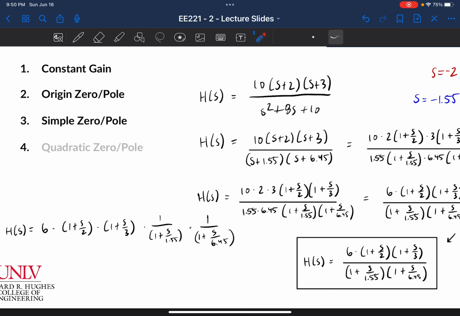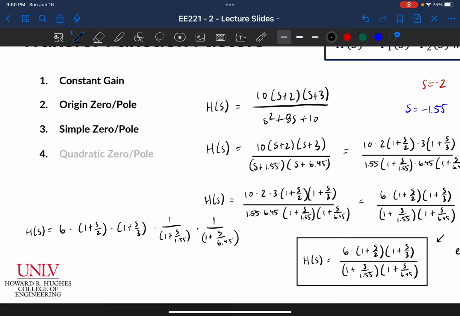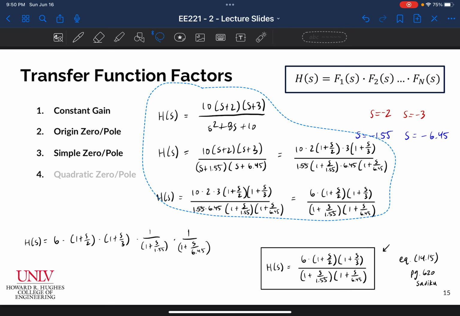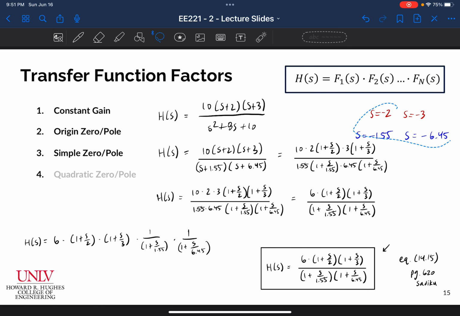Now, why is that useful? This might not seem particularly useful, but I'll tell you why. Because we can represent the transfer function as a product of these factors, it becomes trivial to sketch the Bode plot for the magnitude, and I'll show you why. Let me move some of this stuff around because I'm running out of space. I don't want to run out of space. I want to try and get through this all in this video.